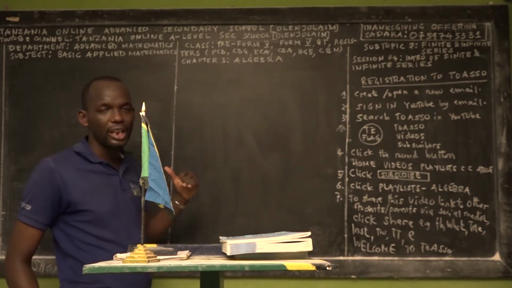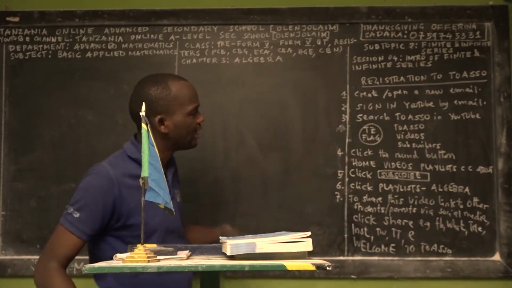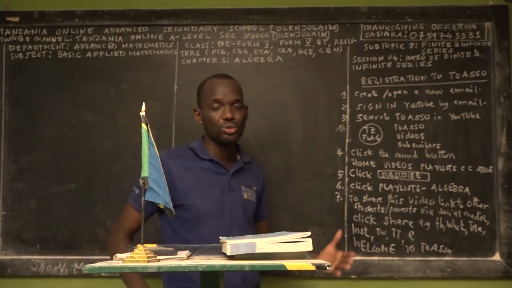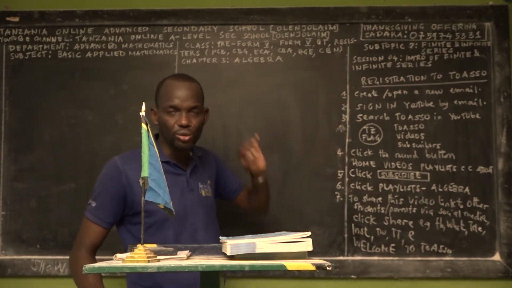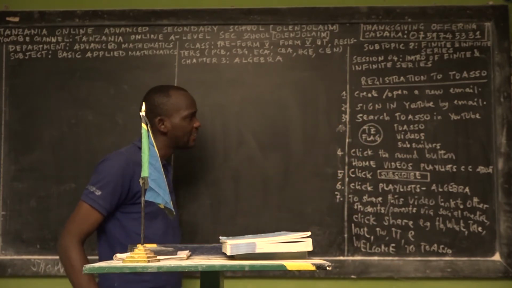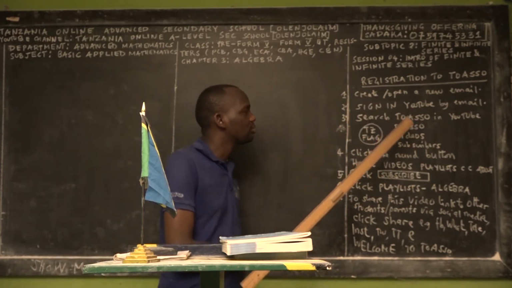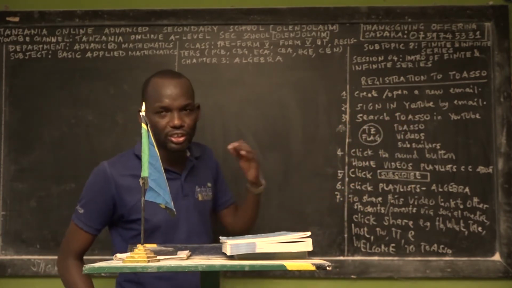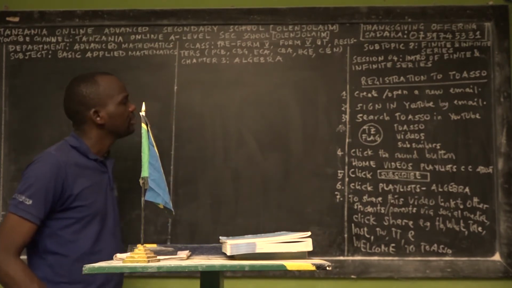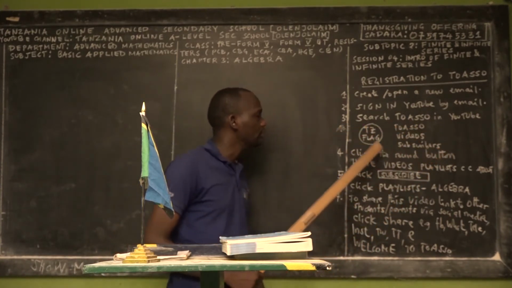How do you open the new email? For high school students in Tanzania, I know that most of them don't have an email. So you have just to go into Google or Yahoo, the Google search engine, and search how you can open a new email address, whether a Gmail or a Yahoo. The second step, we ask you to sign in to YouTube by using the email you have created, or your past email. Then the third step, we ask you to search TOASO in YouTube.